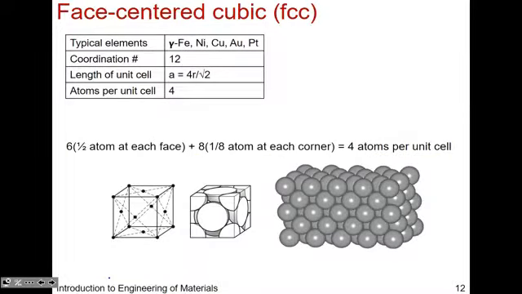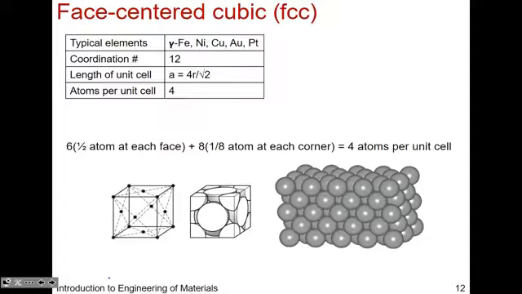Then the next example is FCC. So I've listed some common examples, copper, nickel, aluminum. You also have gold, that's FCC, and platinum, one of the most expensive elements and also material. Coordination number is 12, and the length of the unit cell as it relates to the atomic radius is 4r over root 2, and the number of atoms in the unit cell is 4.